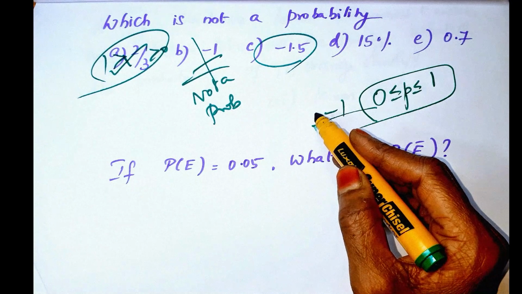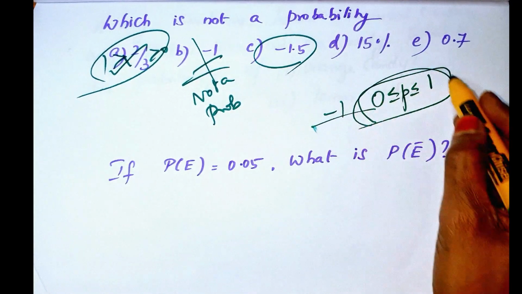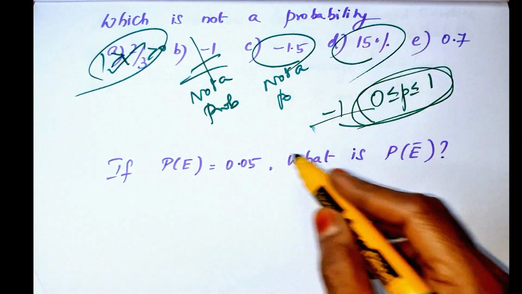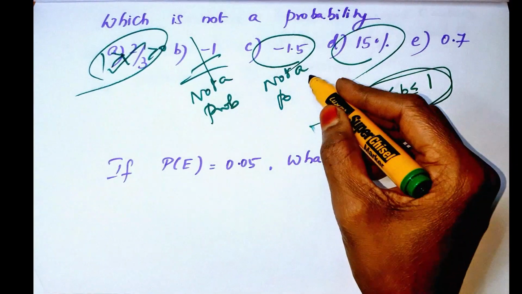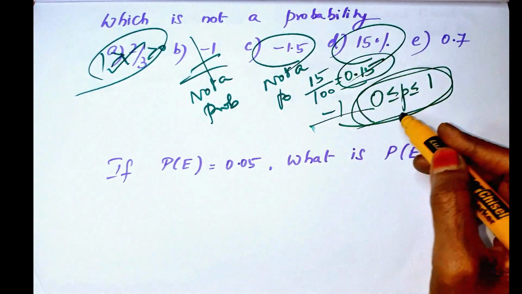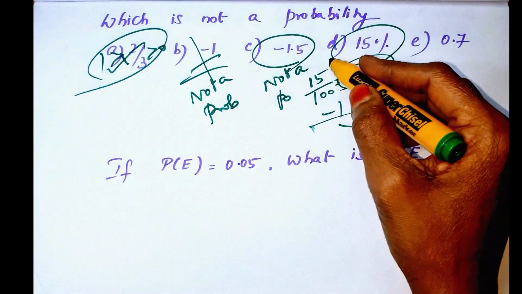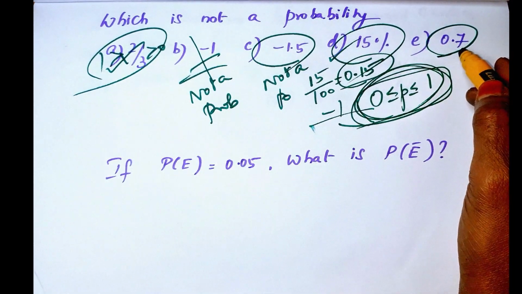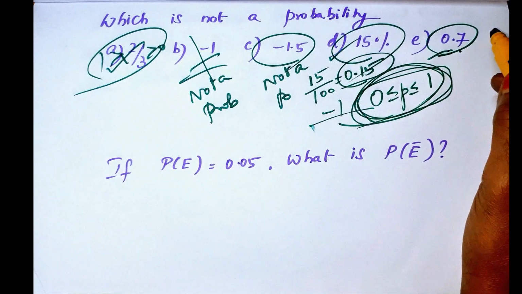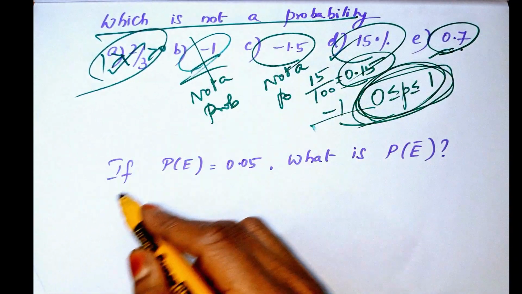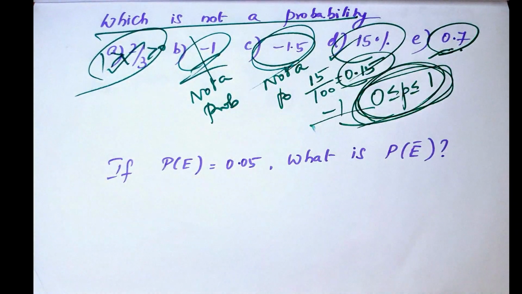And come to this negative value. This is also a negative value which is not in this limit. So this is also not a probability. And what is this 15%? 15% means 15 by 100. This is 0.15. 0.15 is a value which lies between 0 and 1. So this is a probability. And 0.7 also is greater than 0 and less than 1. This is also a probability. The question they asked is to find which are not a probability. So minus 1 is not a probability, minus 1.5 is also not a probability. So these two are the answers for this problem, right?